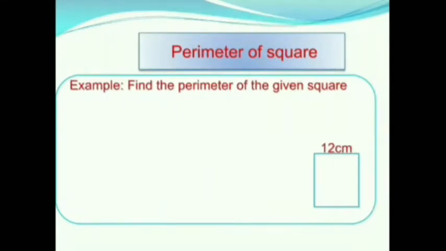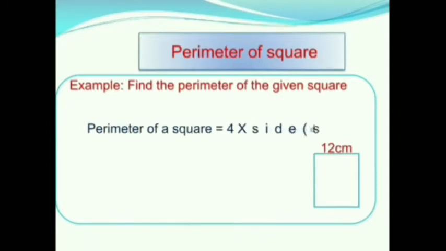As we got the formula, now we will find the perimeter of this square. First we should write the formula, which is perimeter of a square equals 4 into side, where the side is 12 centimeters. Now we should multiply the side by 4. As I told you, the side is 12 centimeters. So, we will multiply 4 by 12. 4 multiplied by 12 equals 48. So, we will write it as 48 centimeters. The perimeter of this square is 48 centimeters.